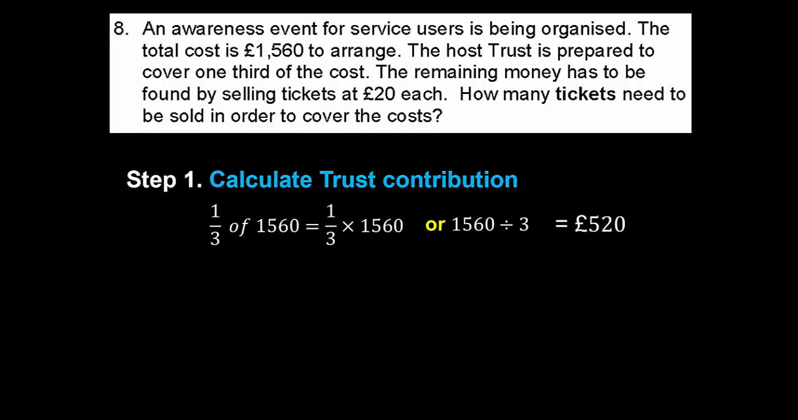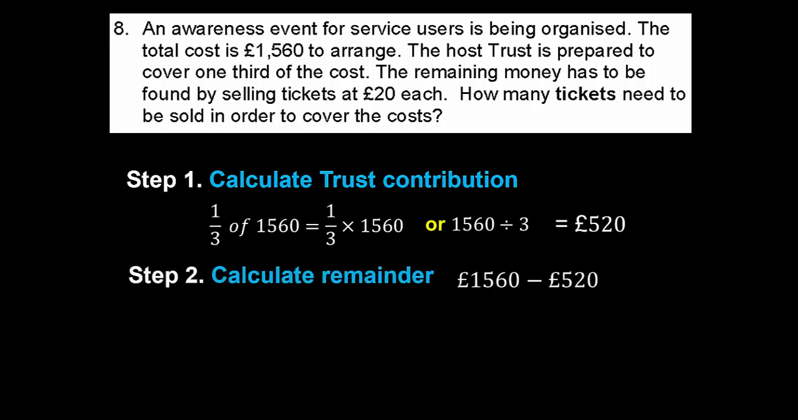So now that we've worked out that the trust will contribute £520, we need to work out how much is left that still needs to be raised. So step 2 will be to take that 520 from 1560. And again, the calculator tells us that the answer is £1,040.